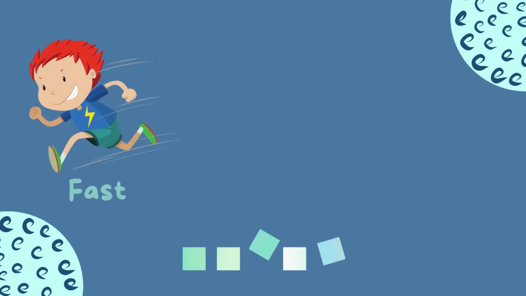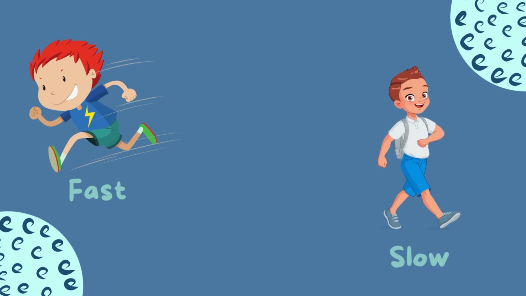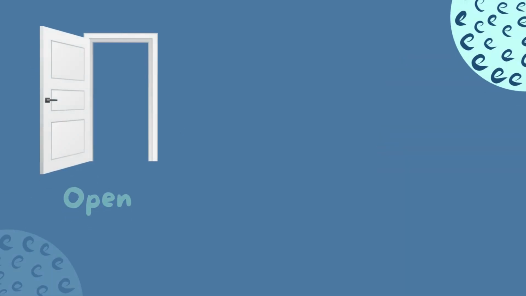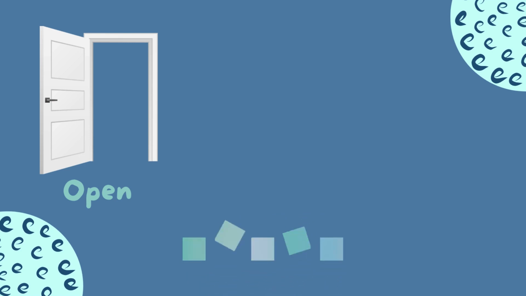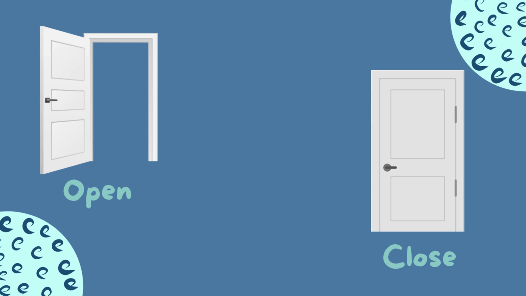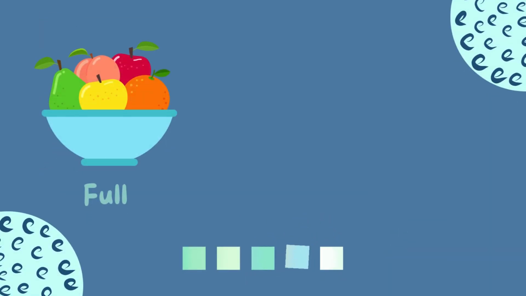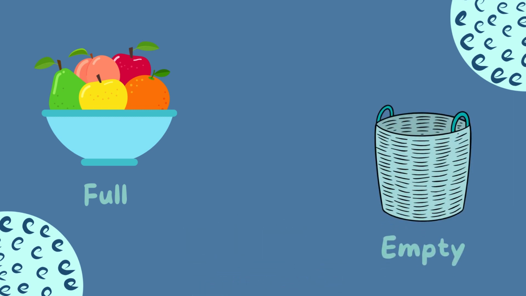Fast. Guess, children? Slow. Slow is the opposite word of fast. Open. See, the door is open. So guess. Close. Yes, close is the opposite of open. Full. Can you see, children? The basket is full of fruits. So opposite is empty.